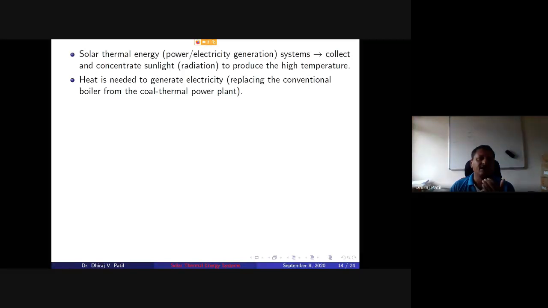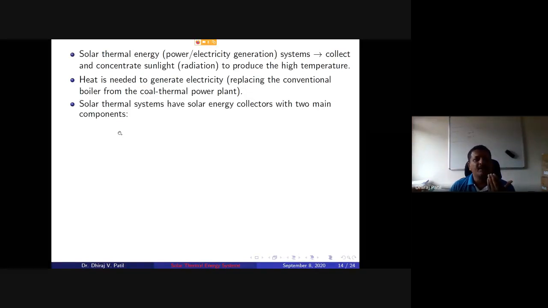But at a low cost is available. You can purify the water and then use it in the thermal power plant. And if it is a solar thermal power plant, we are still using water, and this water is changing phase because of the heat, and this heat is being absorbed from the sun or collected from the sun radiation. So solar thermal systems have solar energy collectors with two main components.